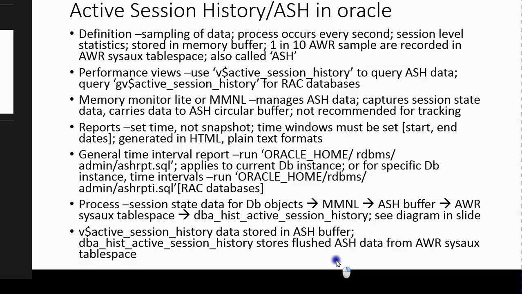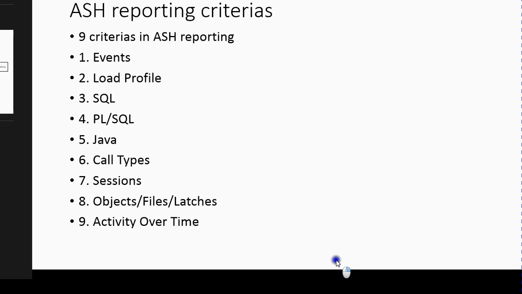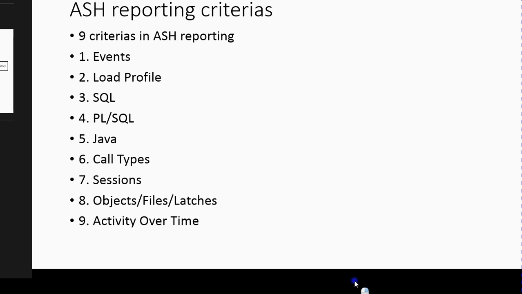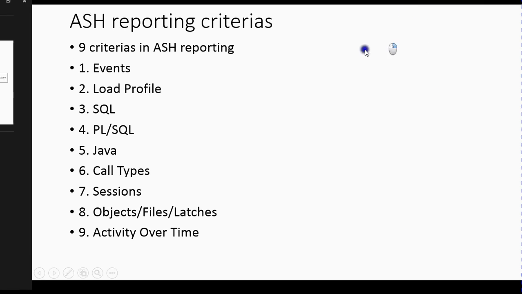Again, in terms of criteria, with ASH you have different criteria as opposed to the 14 with AWR. Now you only have 9 criteria. What that means is your SQL statements are being measured by events, wait events, load profile, SQL, PL/SQL, Java, call types, sessions, objects, files, latches, period over time. This is how you're able to capture the metrics at the session level in your ASH reporting.